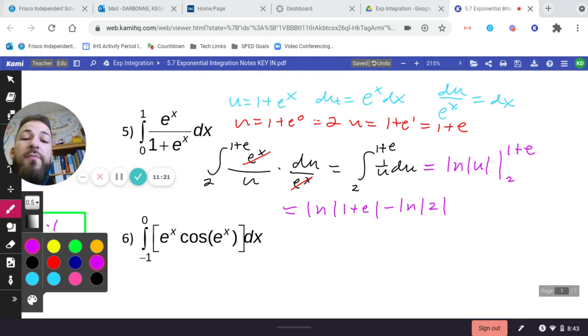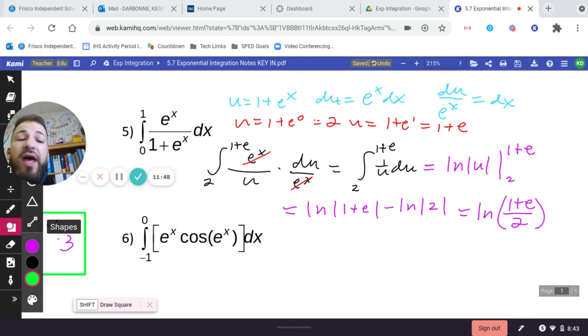Okay, from here, I can't cancel out natural log of 2. It's just going to be natural log of 2. I can't cancel out natural log of 1 plus e. If it was just e, I could get that to cancel out to 1. But 1 plus e, I can't split up that plus sign at all. What I can do is combine this, because of the subtraction sign, into a single natural log of 1 plus e divided by 2.